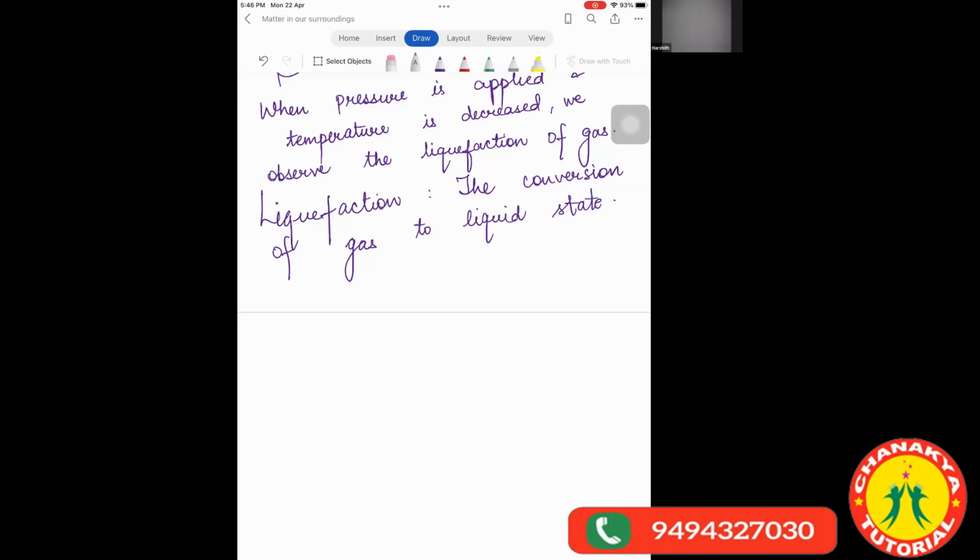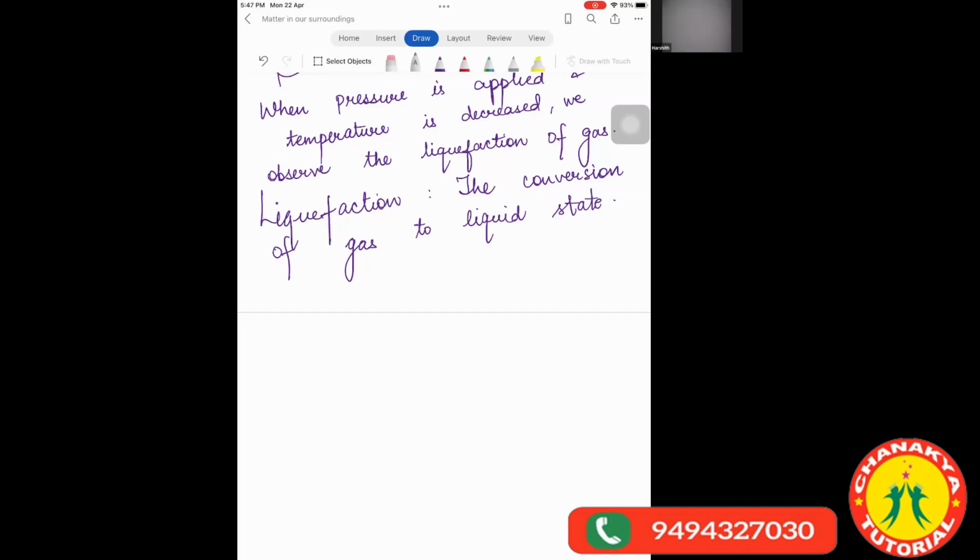Ma'am, but I have the doubt how oxygen gets converted into liquefied oxygen. The same way, by applying pressure and decreasing the temperature. This is applicable for all the gases. When we apply a large amount of pressure and the temperature is lowered, then the gas gets liquefied, means it gets converted into the liquid state.